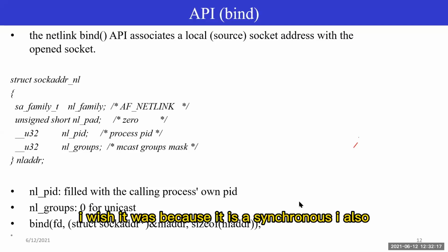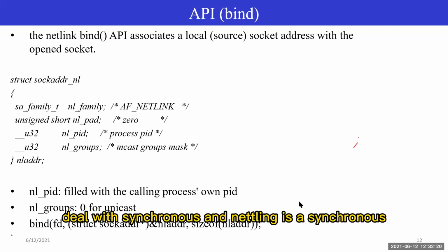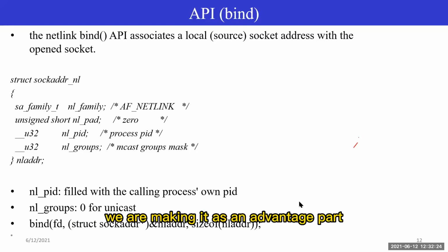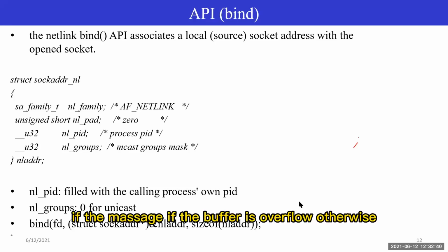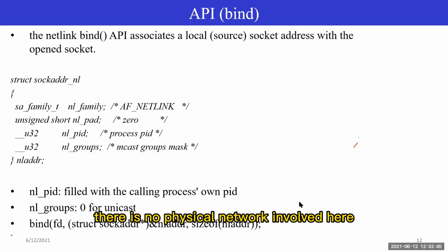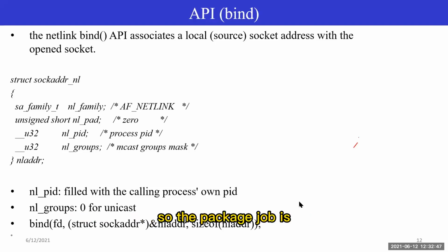My question was because it is asynchronous. IOCTL is synchronous and Netlink is asynchronous. That is the advantage. So we are making it as an advantage part, not a disadvantage part, because there is a socket queue. The only way that a message gets discarded is if the buffer is overflowed. Otherwise, as there is no physical network involved here, the packet drop will never happen.